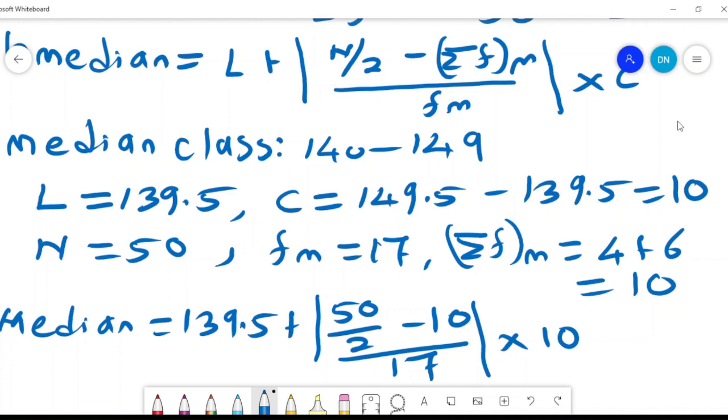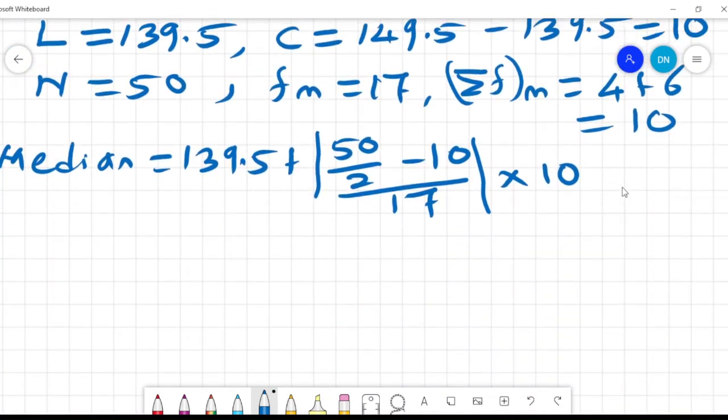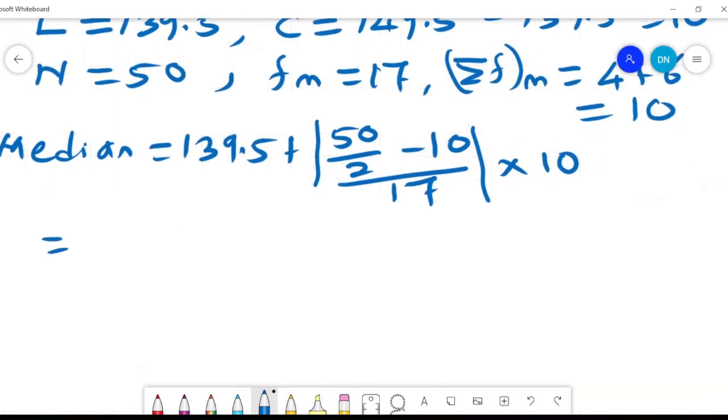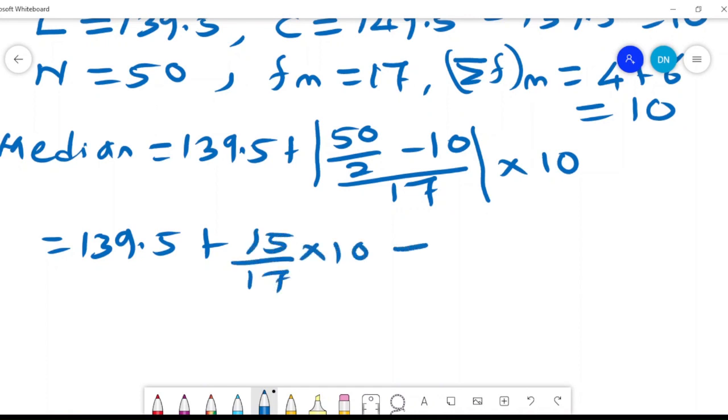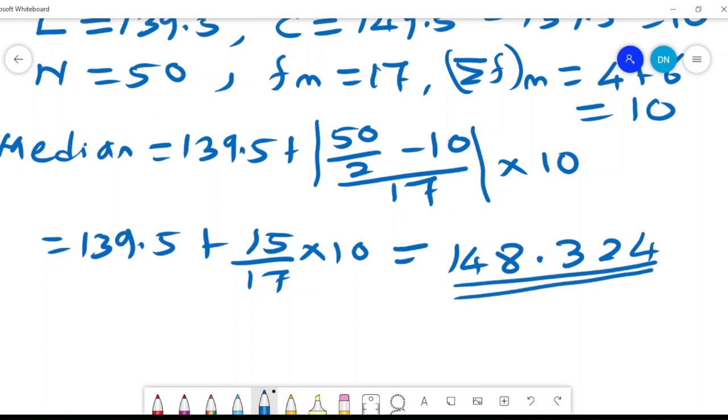And if we do the computations based on those values, we'll get 139.5 plus 50 divided by 2 is 25. 25 minus 10 is 15. So it is 15 over 17 times 10. And that will give us approximately 148.324. And that is the median cholesterol level that we have.